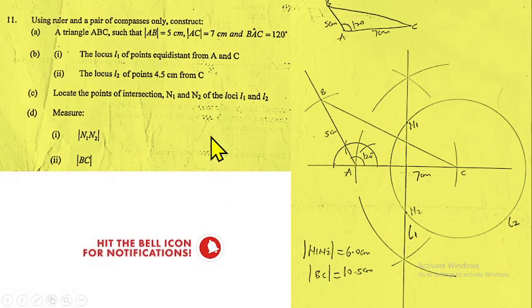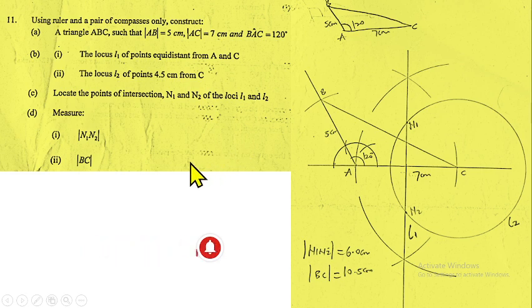Question number 11 is from construction. So we have to construct a triangle using a ruler and a pair of compass only. Construct a triangle ABC such that side AB is equal to 5 centimeter, side AC is 7 centimeter, and angle BAC is 120 degrees. It's very important, and it's very simple as well if you understand construction.